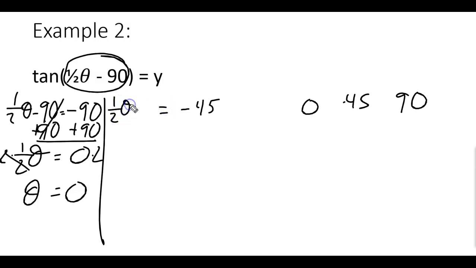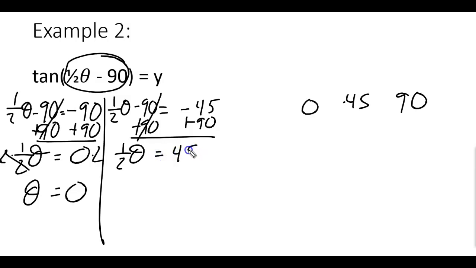Let's do the next one. We're going to set negative 45 equal to 1/2 theta minus 90. All right, so we're going to add 90. Then we're going to multiply both sides by 2. And now we end up with 90. So usually we start at negative 90, but now we're going to start at 0. The next angle after that is usually negative 45, but now the next angle is 90.